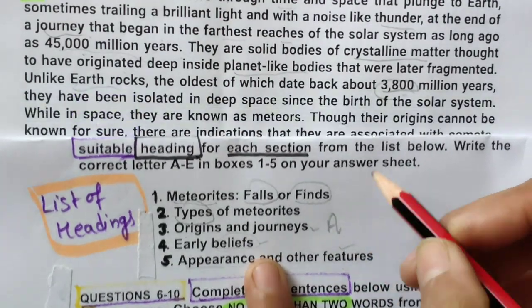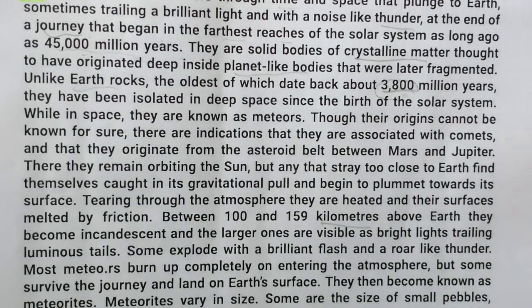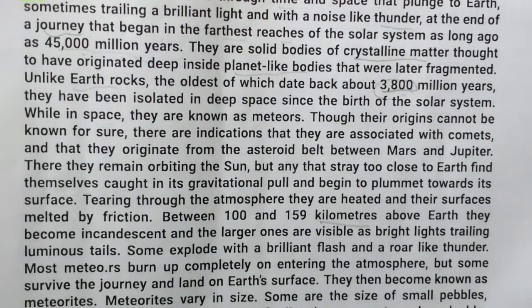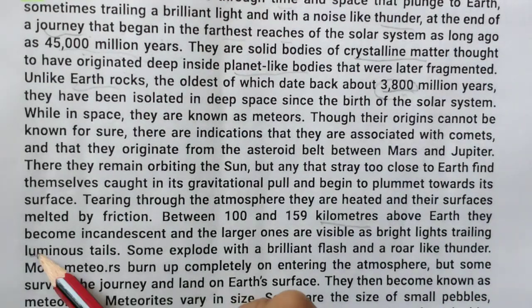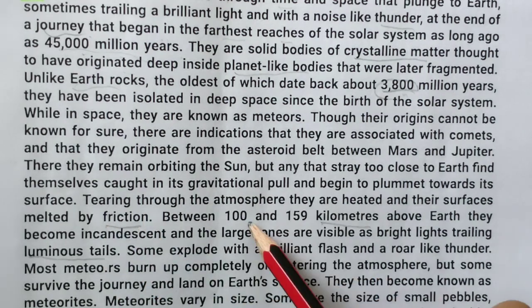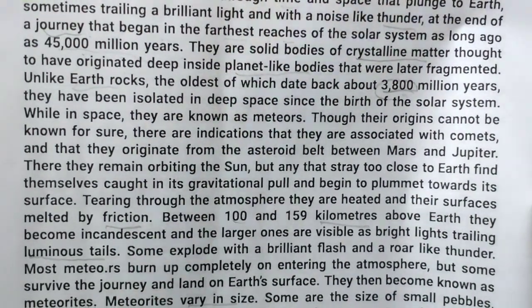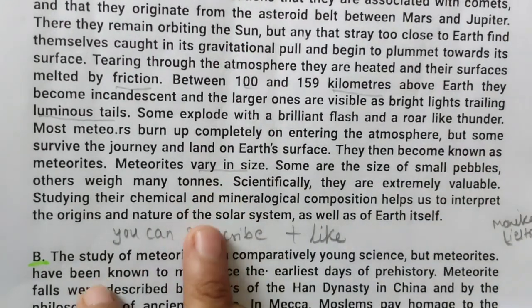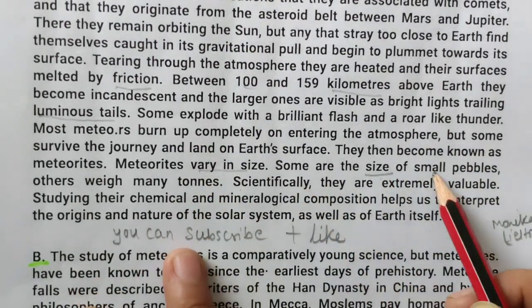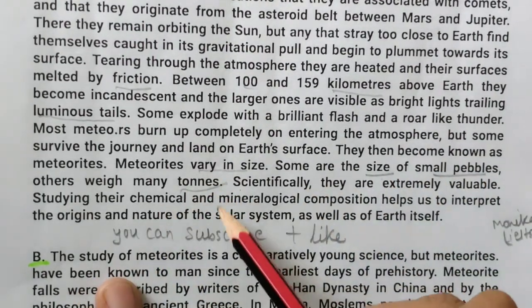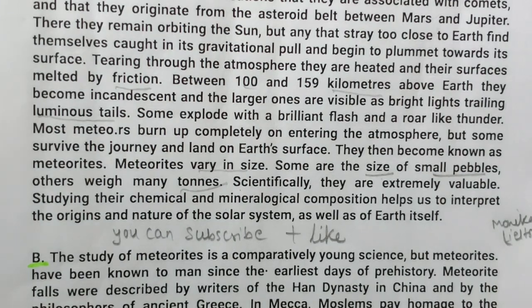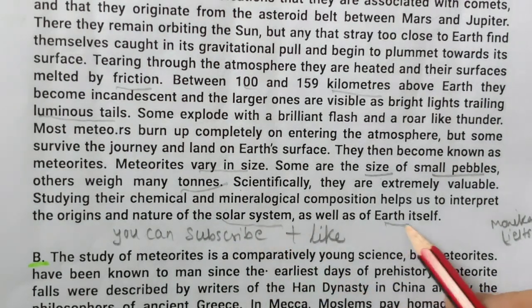Third is A paragraph. Whatever you think is important, you can just underline the important things. They are talking about size here, so that's why I have written small pebbles, some tons. Now coming to the second, solar system is also there, earth is also there.